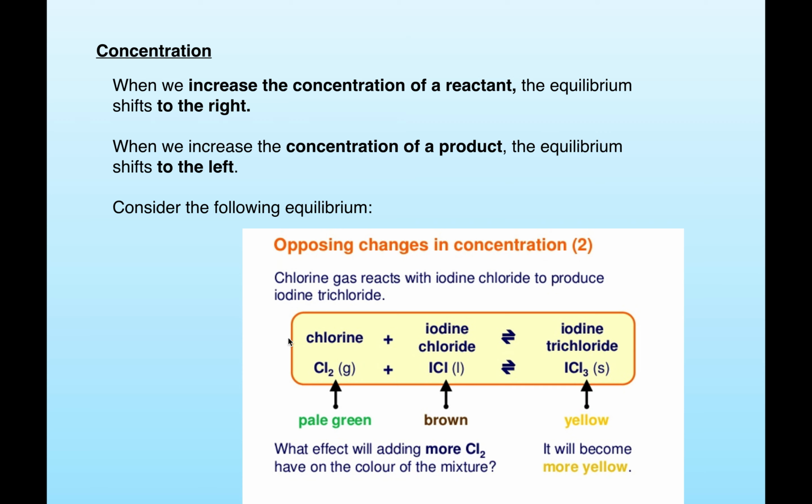So if we do something to this equilibrium, we can see what happens because we can see a change of color. Okay, so here, thinking about Le Chatelier's principle, if I add more chlorine to this equilibrium, what the equilibrium does is it says, hang on a second, you're not going to increase the amount of chlorine in my equilibrium. I'm going to shift to the right to try and reduce that effect. I'm going to make more iodine trichloride. So the effect of adding more chlorine, well, the equilibrium becomes more yellow because more iodine trichloride is made. Okay?